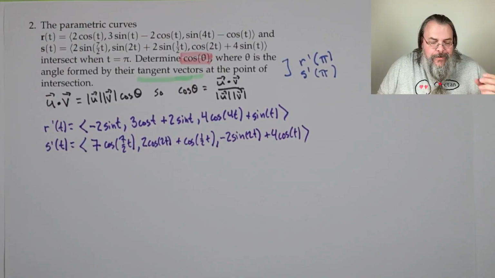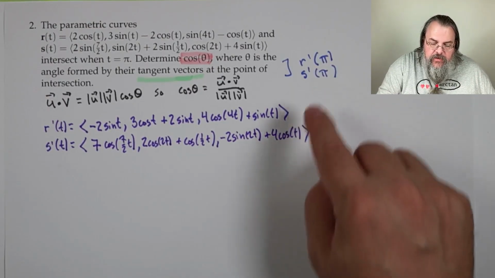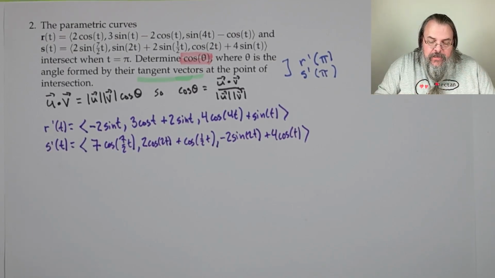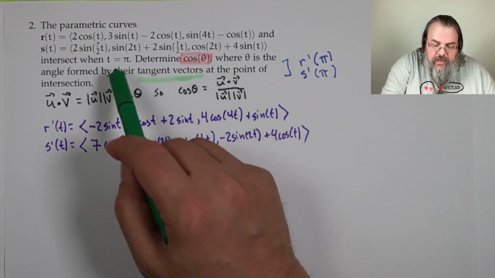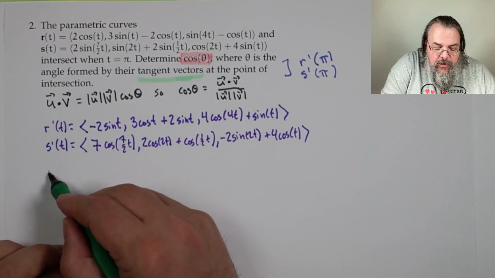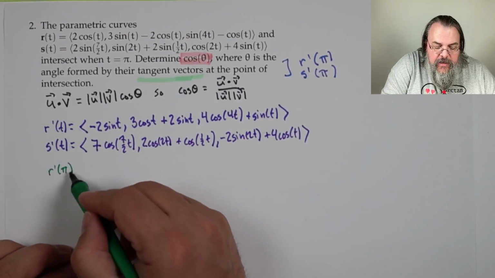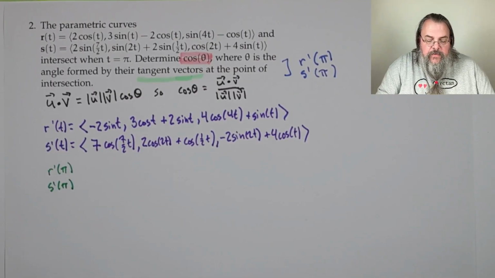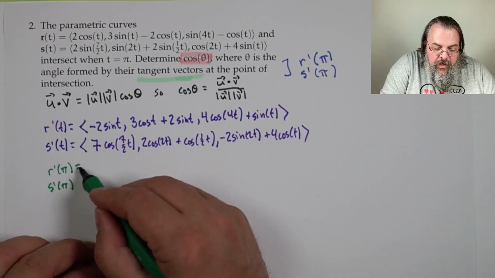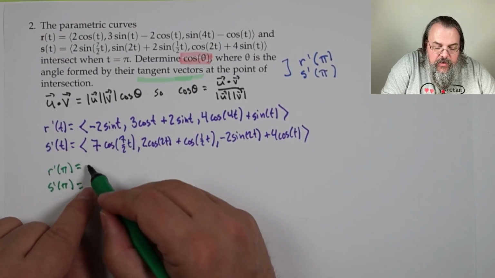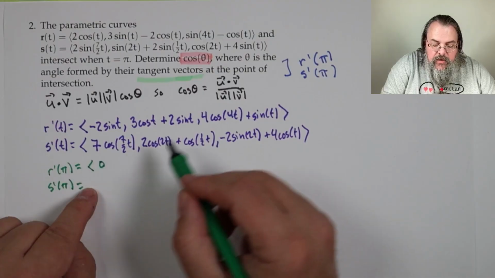Okay, now we're doing great. We have our plan in place, right? We're taking the derivatives because we need our direction vectors, which come from plugging in our point where they intersect. We know the time. So we say, okay, now r prime of pi and s prime of pi. So let's go through and figure these things out. Okay, so sine of pi is 0. So that makes that term 0.